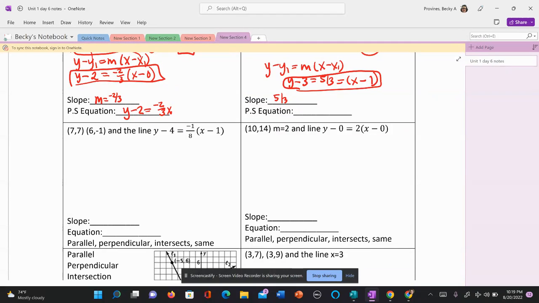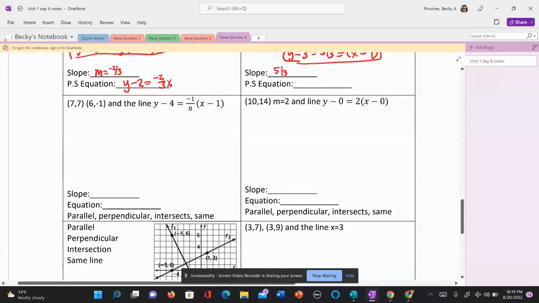So now we're going to first find the slope. We're going to find the equation. And then what we have to do is determine if the lines are parallel, perpendicular, and all of that. Okay, so one step at a time, I'll walk you through it. So the first step is to find the slope. Okay, so let's subtract. Negative 1 minus 7, and then 6 minus 7. So this is negative 8 over negative 1, which is 8, or 8 over 1. They're the same thing, obviously.